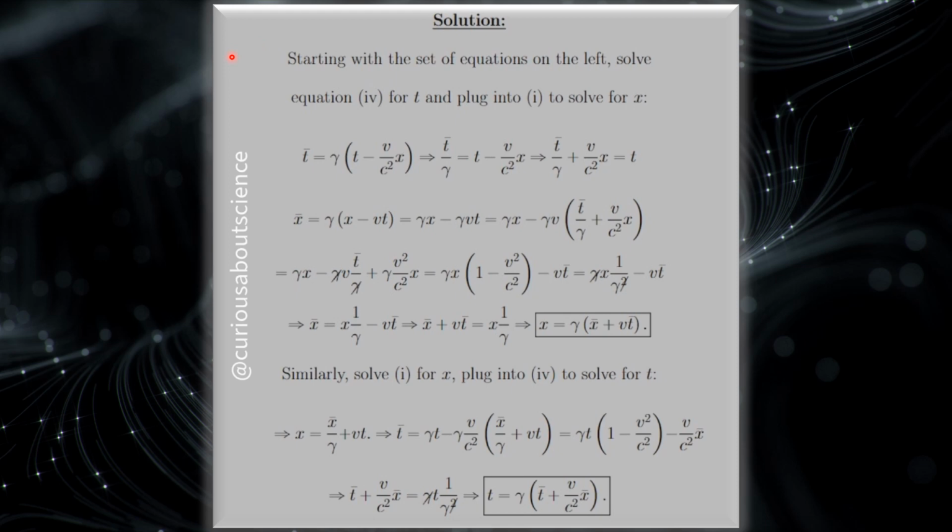So, starting with the set of equations on the left, we solve equation 4 for t and plug it into 1 and solve for x. So t bar gives us this. Let's solve it for t. So we divide over gamma, and that gives us t minus v over c squared x. So solve everything again by adding that over. That gives us a final expression, or equation technically, for t.